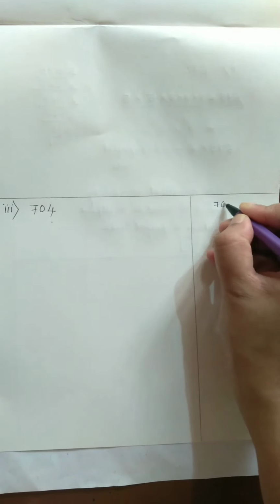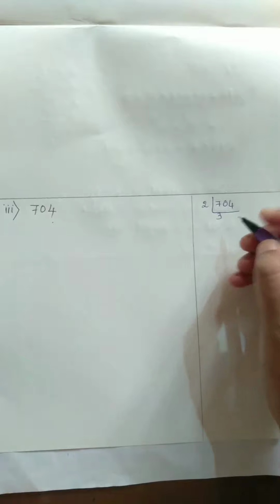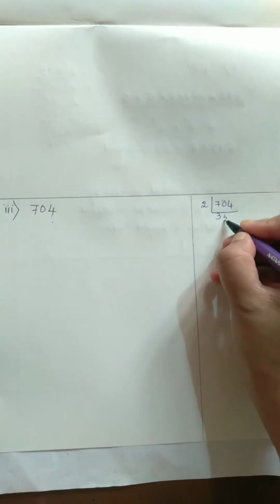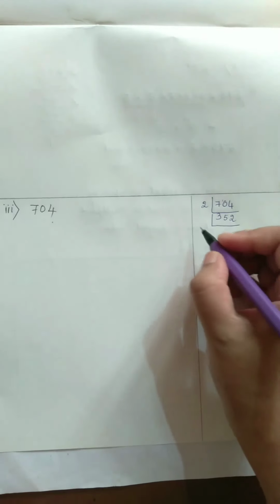The third question is 704. So, first, let us factorize 704. So, 704, it goes by 2. 2 3s are 6, 7 minus 6, 1 is remaining. 2 5s are 10, 2 2s are 4. 352. Again, it goes by 2.